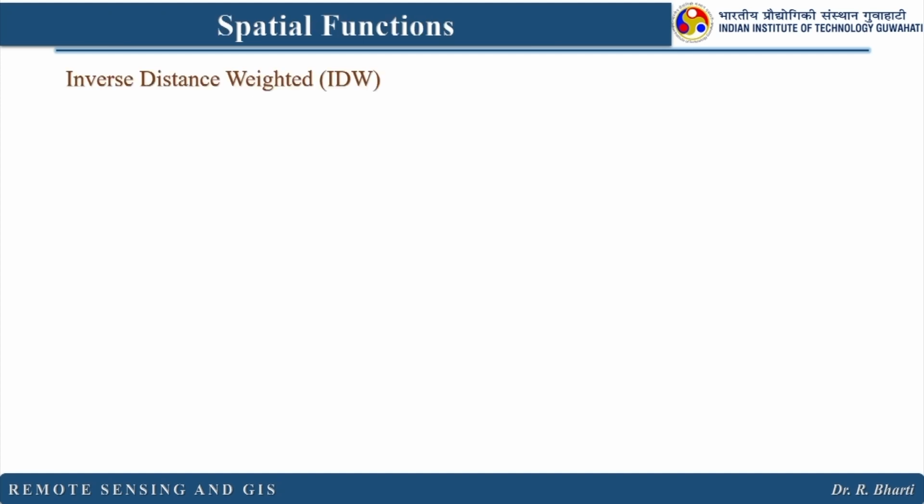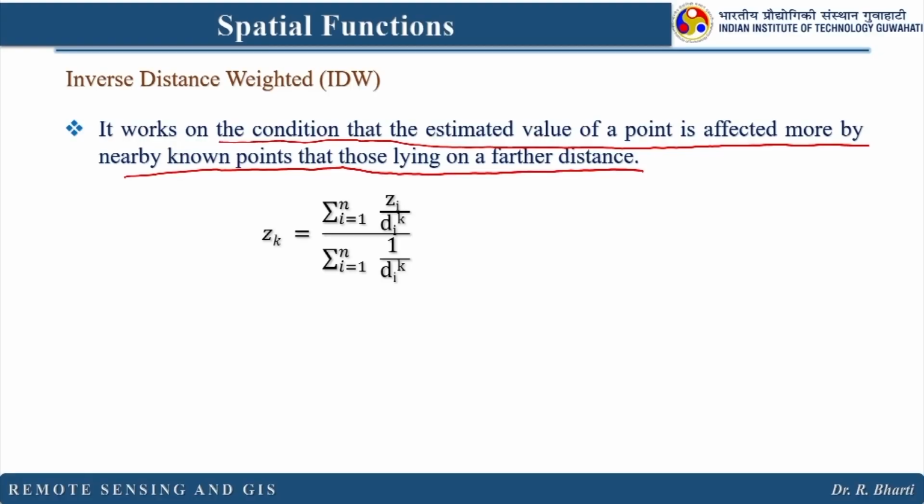Now, the next is IDW, the inverse distance weighted method. Slowly it is gaining popularity because it is giving you more accurate data. It works on the condition that the estimated value of a point is affected more by nearby known points than those lying at a farther distance. Here you can use this particular equation to calculate this inverse distance weighting.